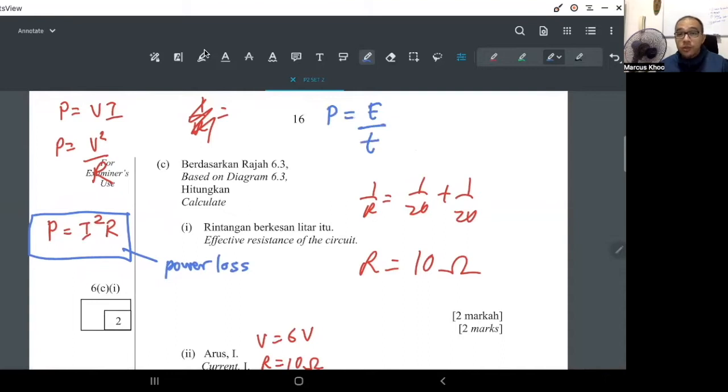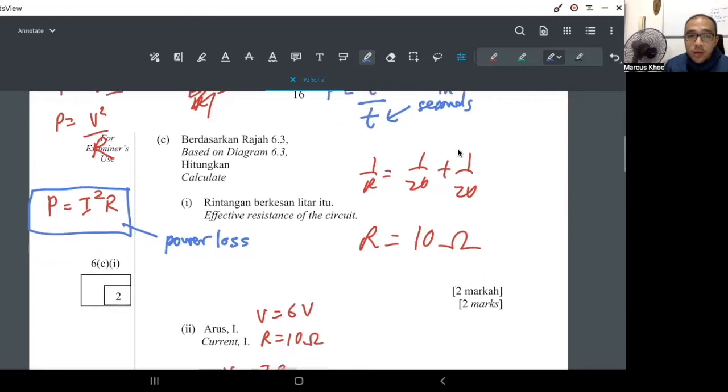Okay, P equals E over T, which is energy over time, but the time must be in seconds. So there are many, many power formulas, and it's good for us to take note of the different power formulas there are, so that you don't get confused. All right, so anyway, coming back to this.